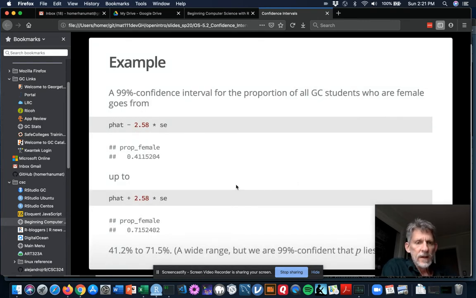Just as an example, say that you wanted to use that same data to compute a 99% confidence interval for the proportion of all Georgetown College students who are female. All you have to do is take your sample proportion, that 0.56, and subtract 2.58 times the standard error that you found. And similarly, add 2.58. Turning these lower and upper bound proportions into percentages, we get that the 99% confidence interval runs from 41.2% to 71.5%. So that's a wider range than before, but we're 99% confident that P lies within that range. With the narrower interval, we were only 95% confident.